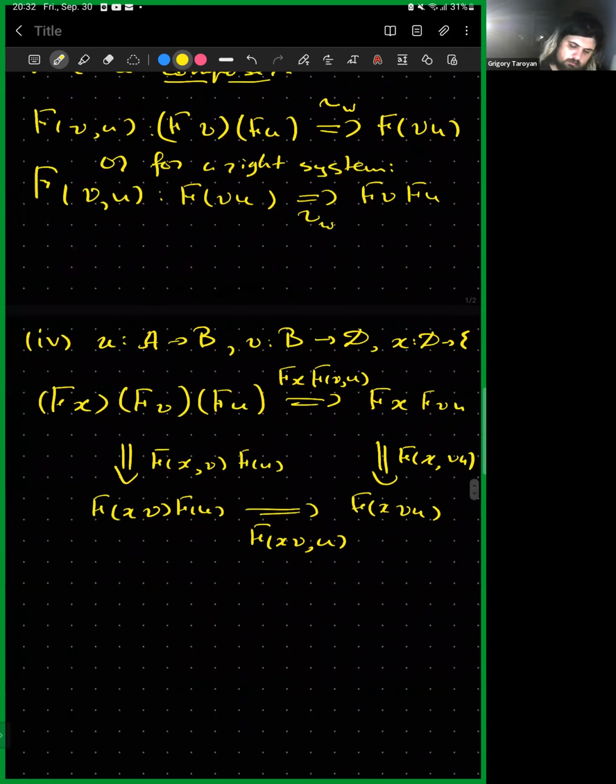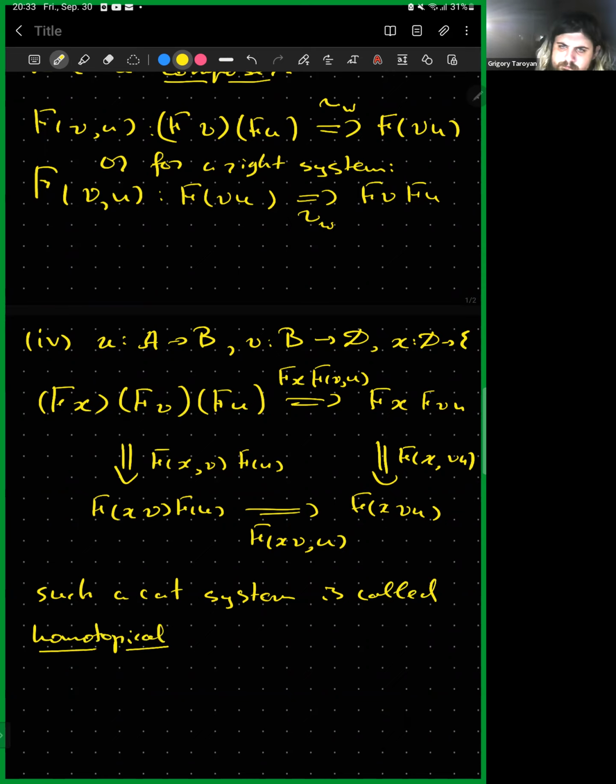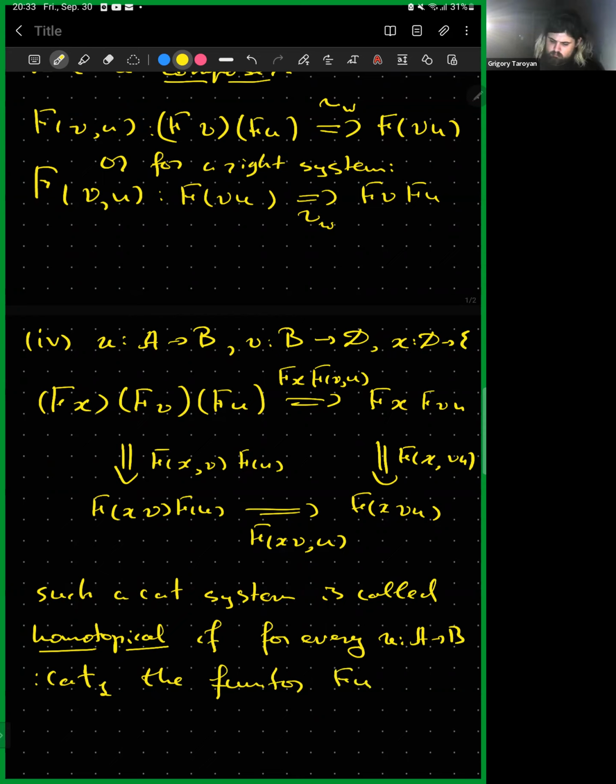And this is a cut system, and we call such a cut system homotopical if for every functor between small categories, the functor Fu is homotopical.